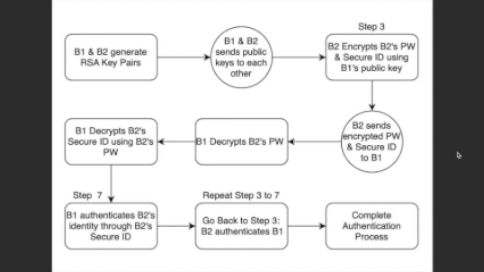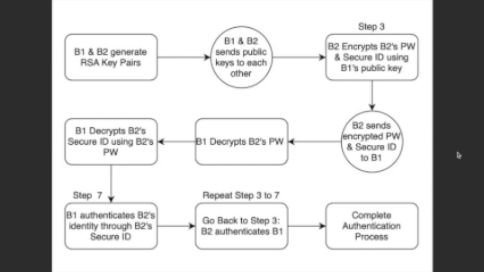B2 sends the encrypted password and secure ID to B1, and B1 decrypts B2's password. B1 decrypts B2's secure ID using B2's password and authenticates B2's identity through this secure ID. Now, B2 needs to authenticate B1 as well, from steps 3 to 7, and then the authentication process is completed.